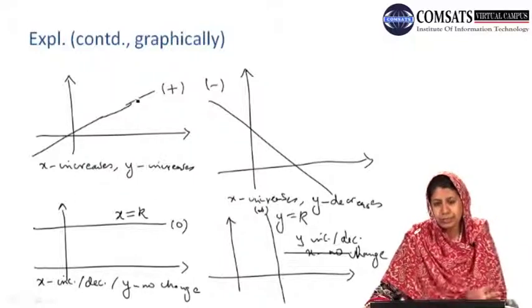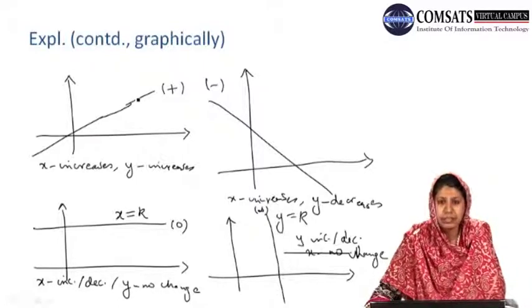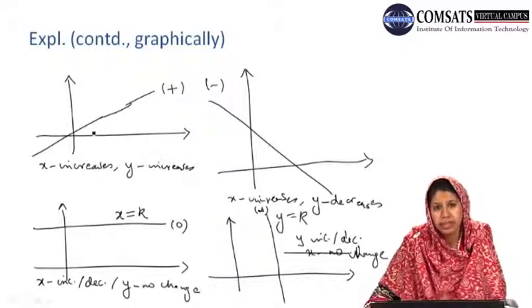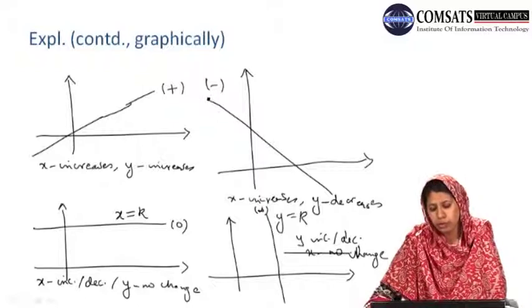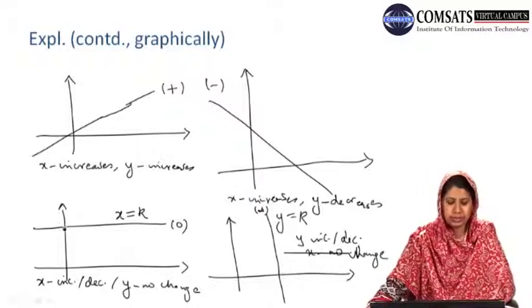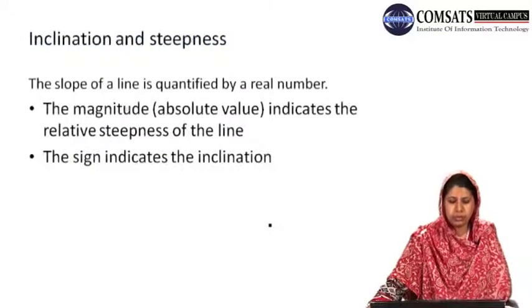So now we have seen the 4 types of slopes of a line graphically. If the line has a positive slope, the line will rise from left to right. If a line has a negative slope, it will fall from left to right. A line having a 0 slope is just a horizontal line parallel to the x-axis, and the line having undefined slope is just a vertical line parallel to the y-axis. Okay.